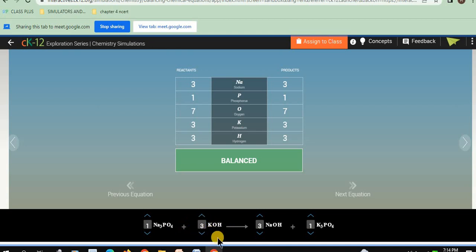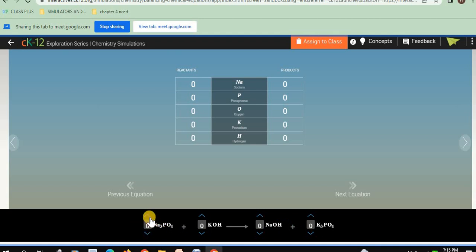One more thing I would like to tell you. Sometimes equations are balanced very easily when you take the full phosphate together. Let us do the balancing again. I am just trying to show you this question in a different manner. Now how many sodium are there?